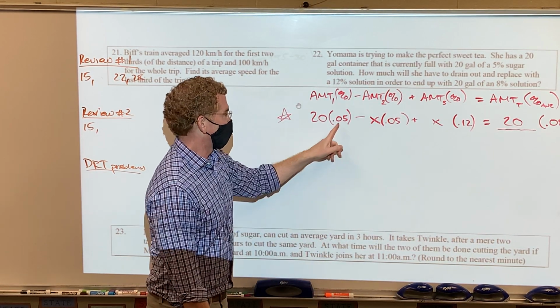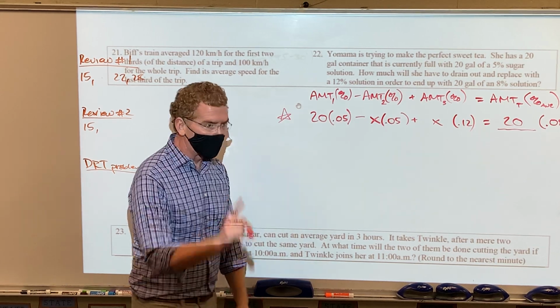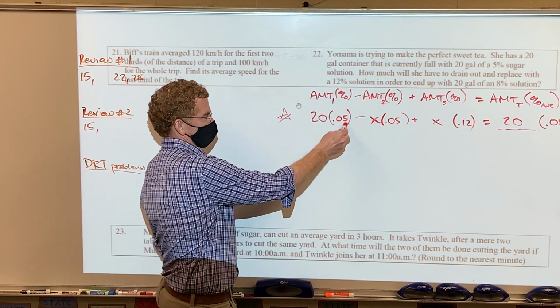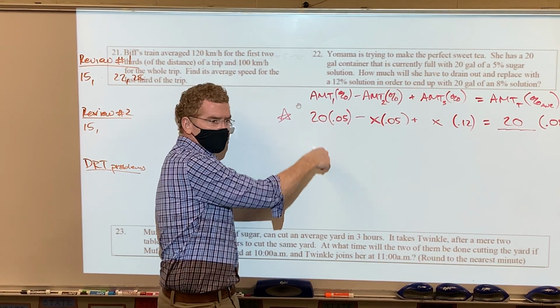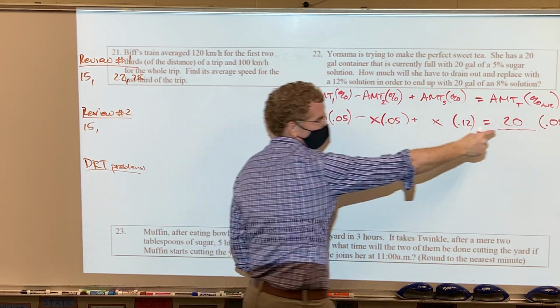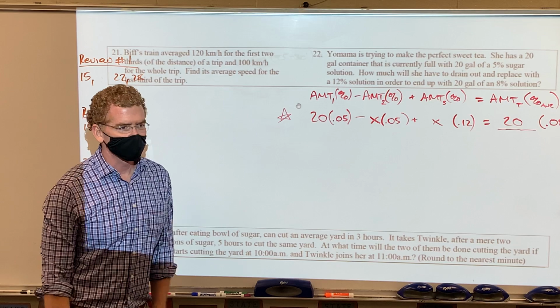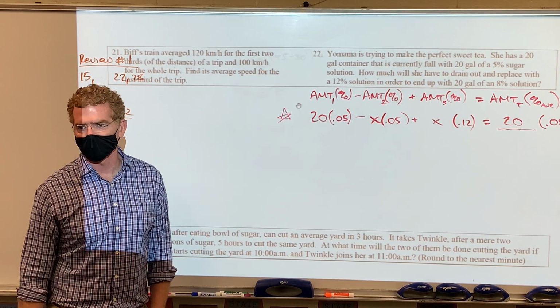I mean, you might not be super comfortable going that times that and getting 1. A lot of people aren't, including me. I'd rather say that times that is 100. But that right there times that is 1. And that right there times that is, what, 1.6? So you could do it, but most people I find are a little bit more comfortable dealing with whole numbers.